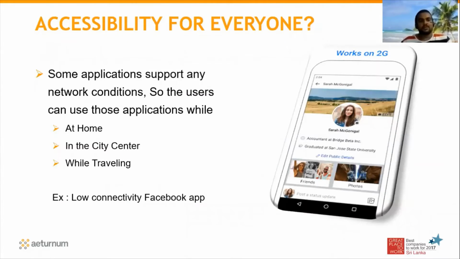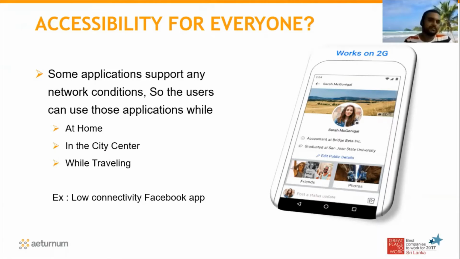Some applications support any network conditions, so users can use those applications at home, in the city center, or while traveling. For example, there are Facebook Lite and Messenger Lite, and those applications work well in any network conditions, even on a 2G network. So we can use them anywhere, anytime, without breaking. Okay, are we good, right?